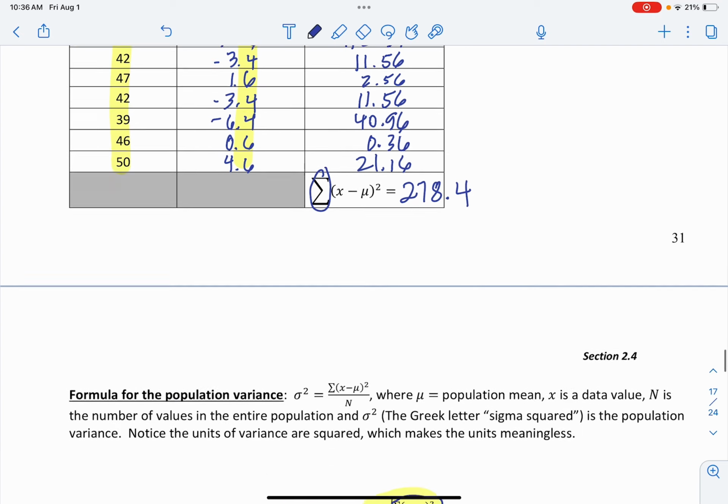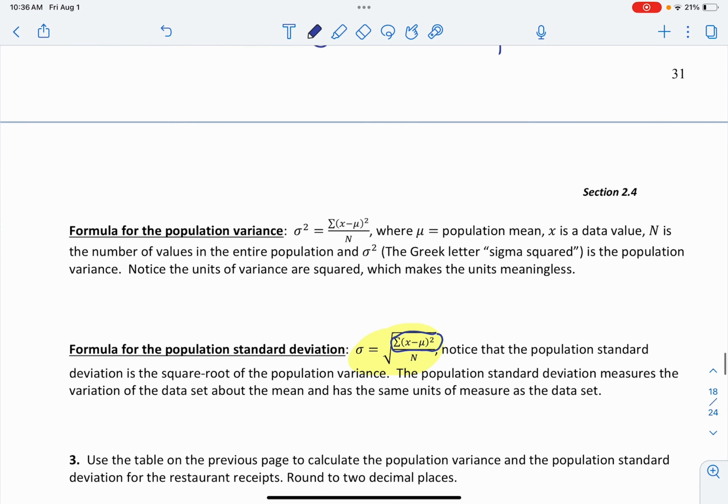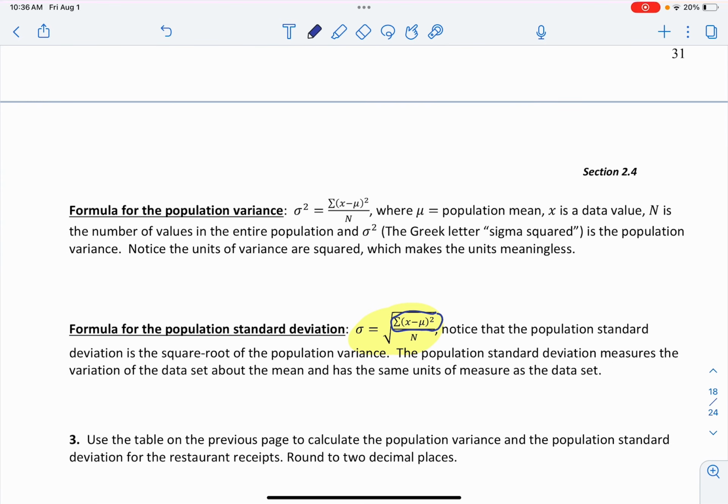Okay. And now let's go down. I'll keep that in mind. That's not anything yet. That's just part of the calculation. But that's how you're going to start it off. That's most of the work. It's just filling out that table. Now we're going to do formulas.